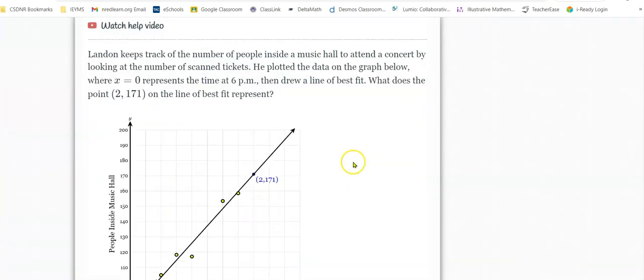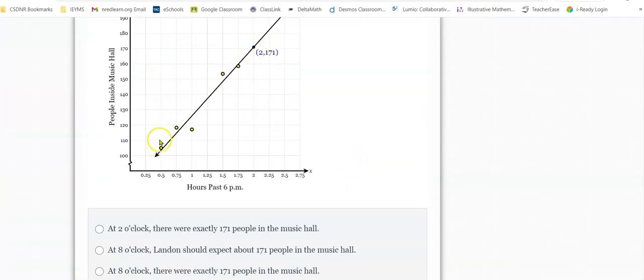All right, interpret a line of best fit. So you're going to be looking at these yellow dots and these blue dots. So these dots that are actually on the line of best fit, those are actual and predicted data value points. These yellow ones are the actual data points. And the one on the black line here in blue, that is a predicted data point.